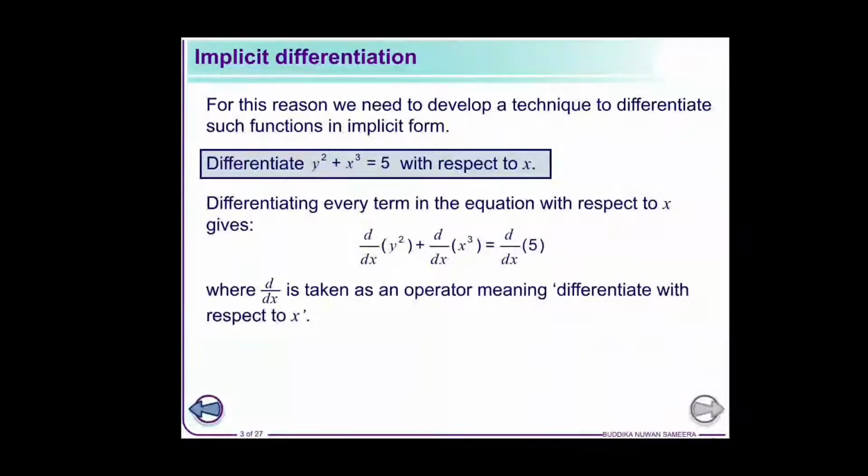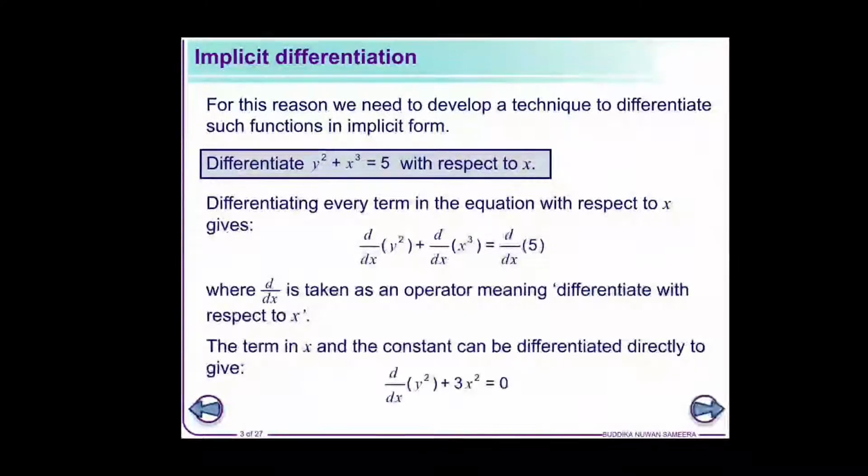first you have to differentiate y square with respect to x, and x cube with respect to x, and 5 also with respect to x. So we know that we can differentiate x cube with respect to x, then the answer is 3x square. When you differentiate 5, it is a constant, so the answer is 0. But we can't differentiate y square with respect to x.